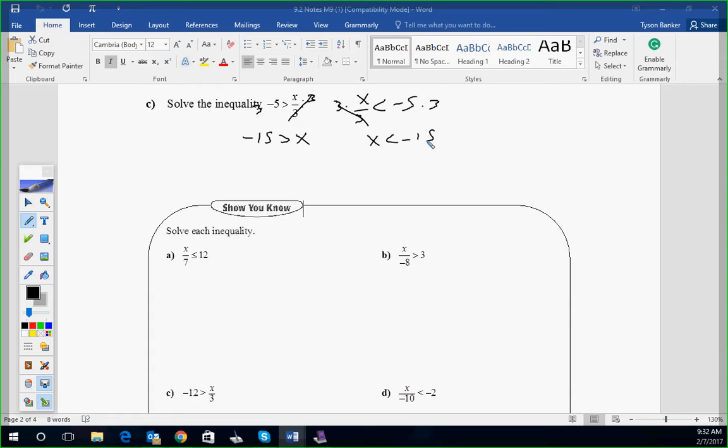Okay, so 7x less than or equal to 84. I don't flip or anything because it wasn't a negative. No problems there. I just know that 7 times 12 is 84. You might not know it off the top of your head, but it's on your Mad Minutes.